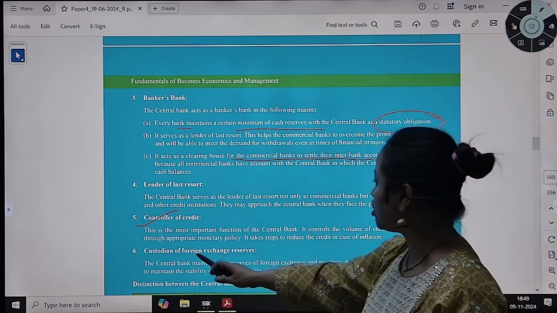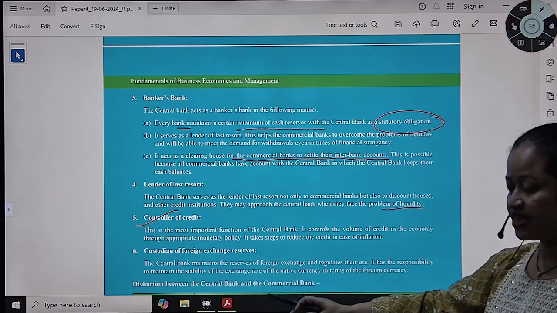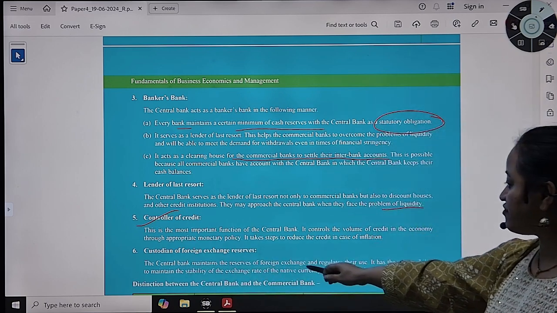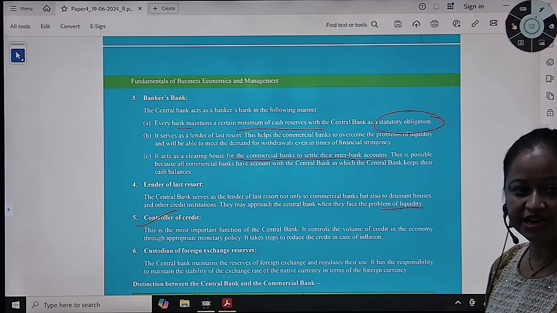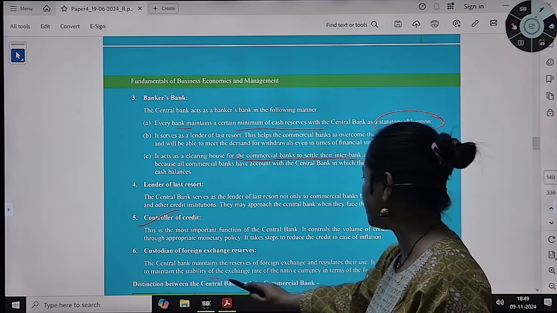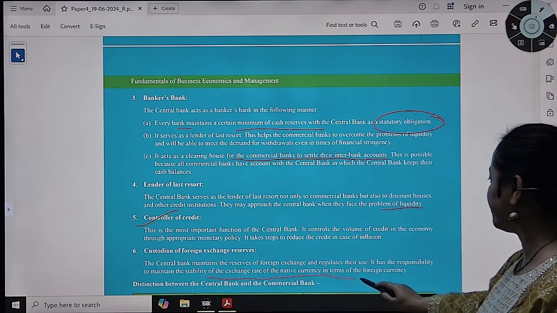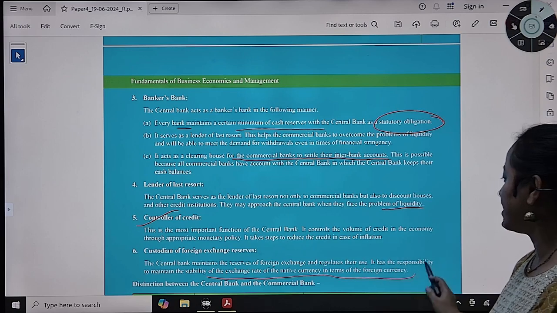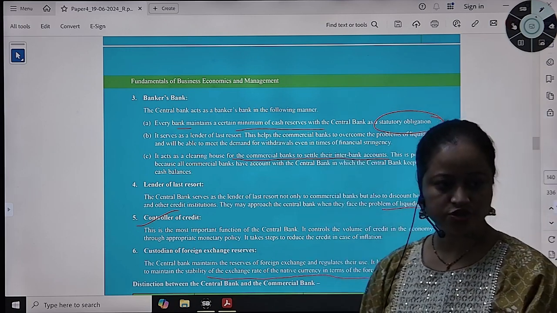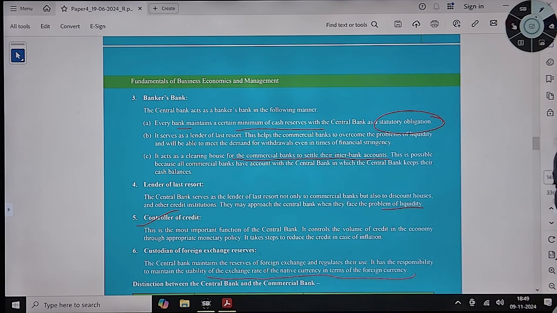Then custodian of the foreign exchange reserve. The central bank maintains the reserve of foreign exchange and regulates its use. It has the responsibility to maintain the stability of the exchange rate of the native currency in terms of foreign currency. So these are the functions of the central bank.